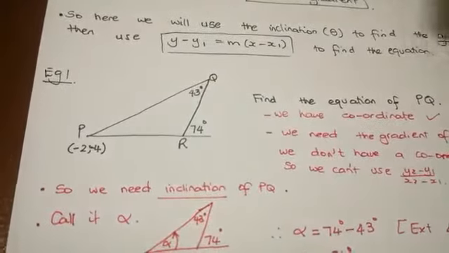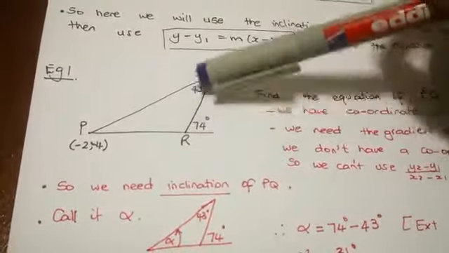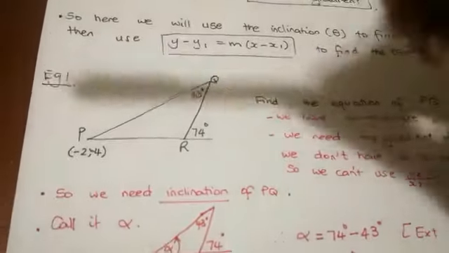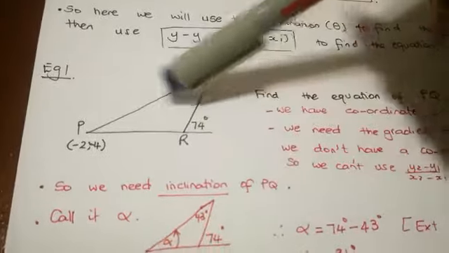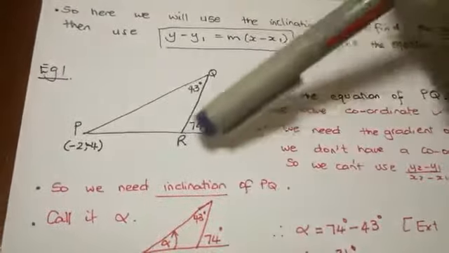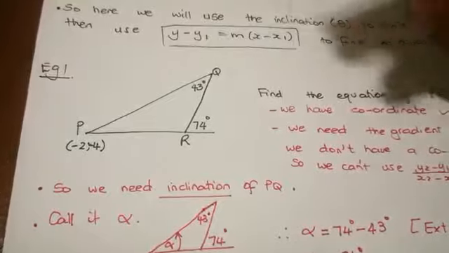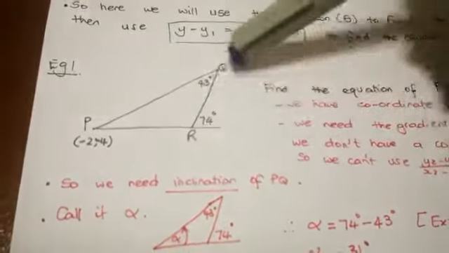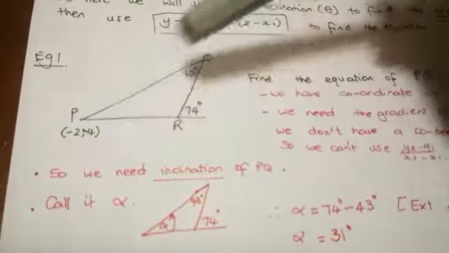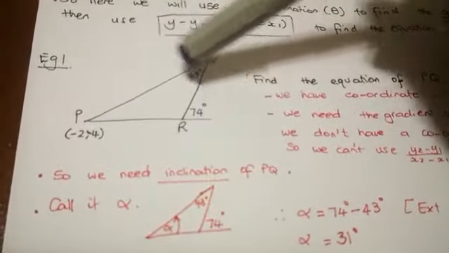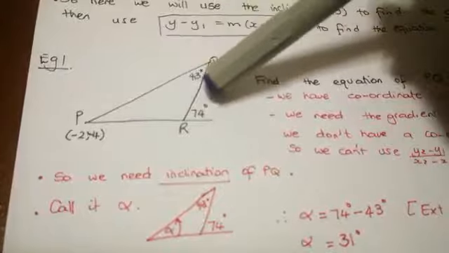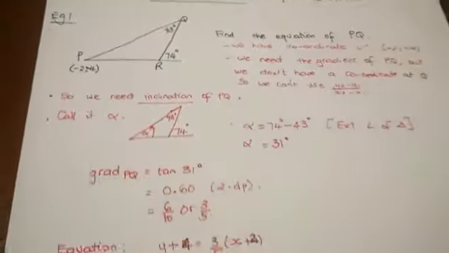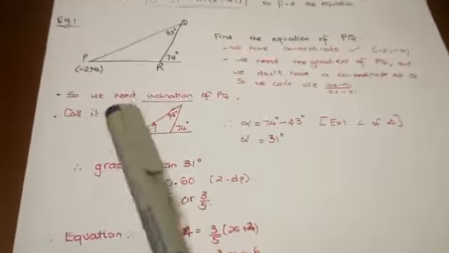In short, if you can see that your diagram has angles, it tells you that you have to find the third angle. There are always going to be three angles here, so you have to find the third angle to be able to find the inclination of all the lines involved. As you can see, 74 is the inclination of RQ, and the one at the top is just the angle between the two lines. It's not an inclination of anything, so we need the inclination of PQ.